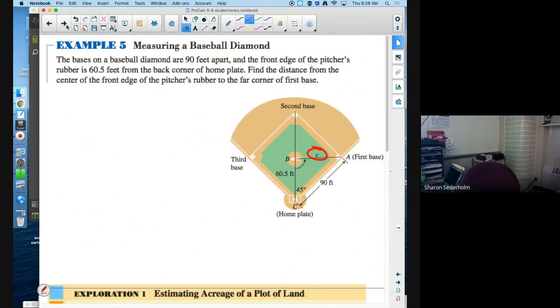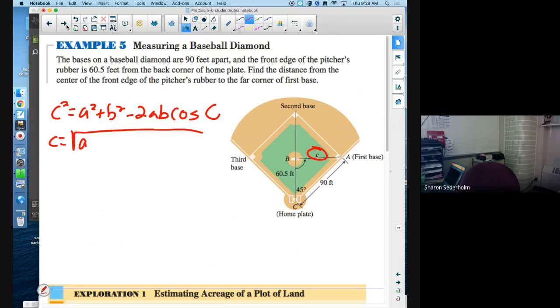We need C. So really what we're just checking is, does this fit law of cosines? Side, angle, side. Sure does. We'll put it in the formula. We need little c. Start and end with C. A's and B's in between. We're going to take the square root of both sides, and we'll see what we get. So let's get things labeled here. Little a is 60.5, little b is 90, and the measure of angle C is 45 degrees.